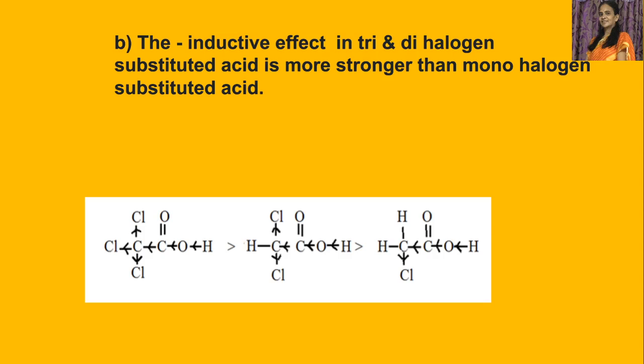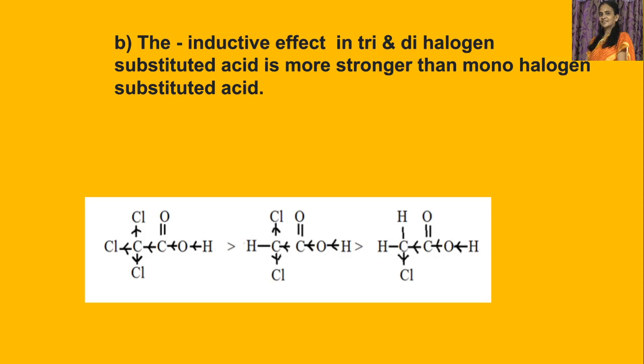Then it attracts the C=O bond electrons towards itself. Then there arises a little positive charge on oxygen, it does not bear a full positive charge. This oxygen attracts the O-H bond pair towards itself. Because of that reason, this hydrogen can be easily removed as H plus. That is called the acidic nature of this particular acid.